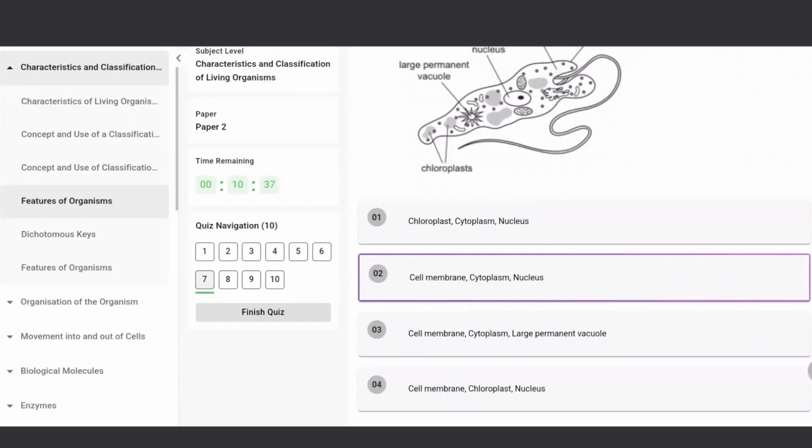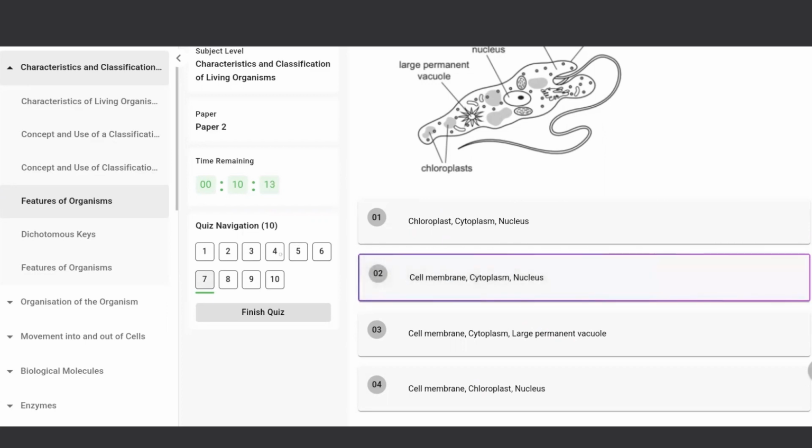The first answer is talking about chloroplasts, and we know for a fact that chloroplasts are absent in animal cells. Let's jump on to the third answer. The third answer has to do with a large permanent vacuole, which is also absent in an animal cell. And the fourth answer, once again, has chloroplasts, which we know is absent in animal cells. So our answer is definitely answer number 2.